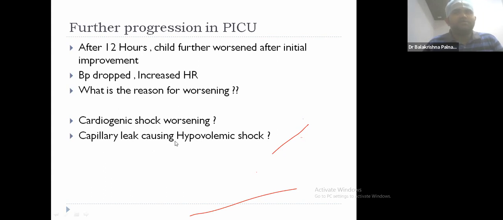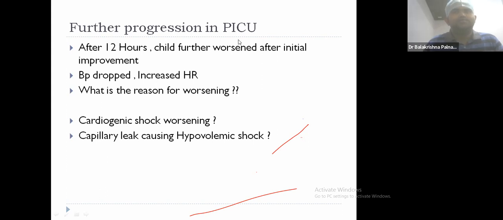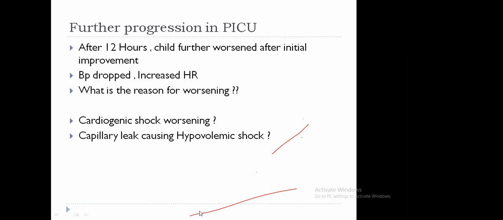Is it cardiogenic shock, or is it capillary leak causing hypovolemic shock? Who wants to go for option A? Who wants to go for option B? Capillary leak causing hypovolemic shock, sir, because the lactic acidosis is there, the sepsis component will be there, and the capillary leaking will be there. Okay, sir. So don't you think cardiogenic shock could be worsening? It should have improved after adrenaline, no?